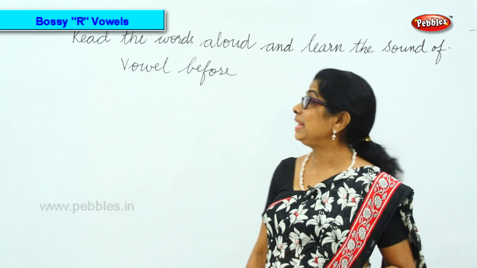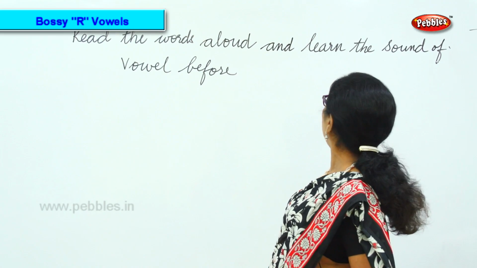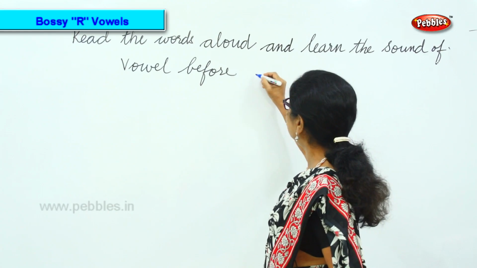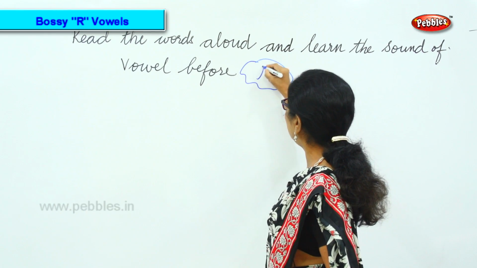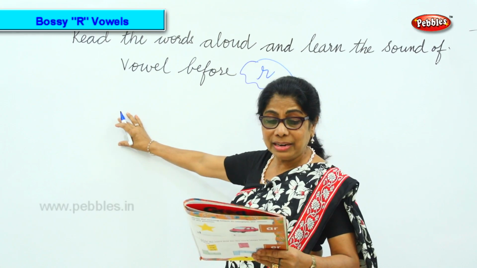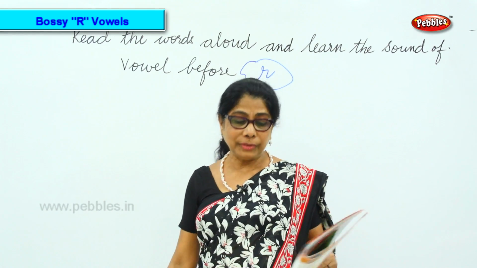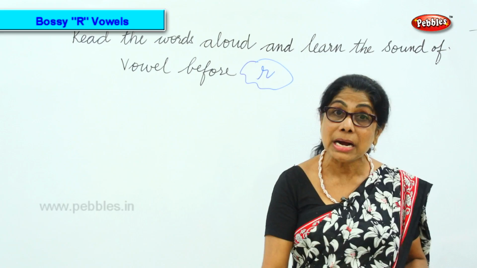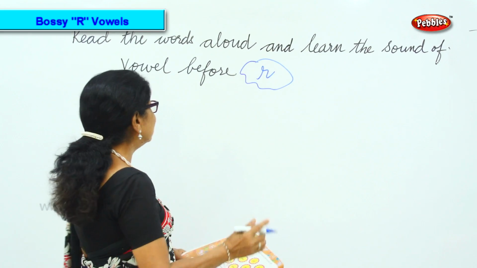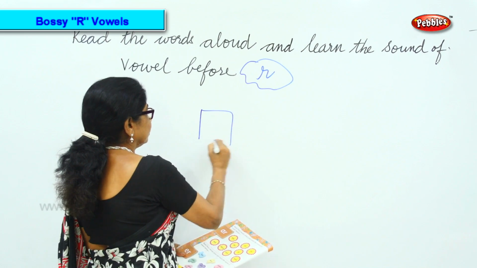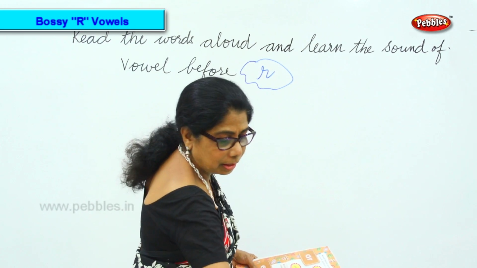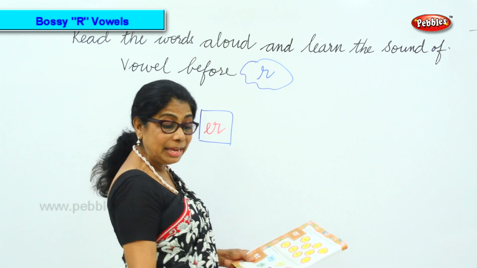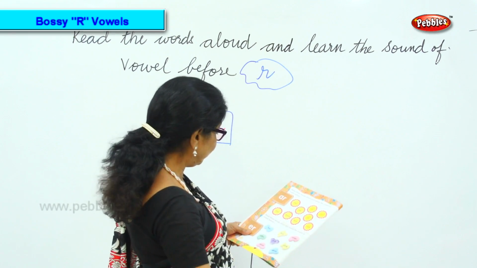The next sound is ER. We must read the words aloud and learn the sound of ER, but we must remember again, we have learned the sound of R and there is a vowel before R. That's what we have to be very careful about now. There is a vowel before R and the sound that we are going to learn is ER. We are learning the sound ER, and there is a vowel E before R, and that's what we are going to look at.